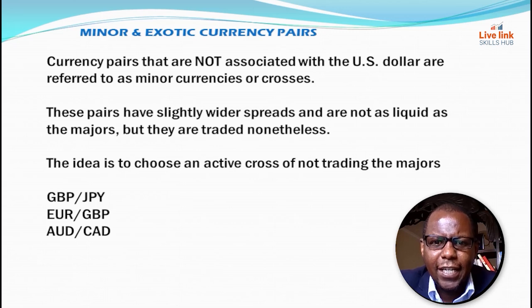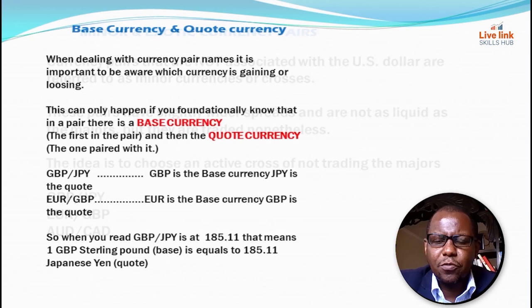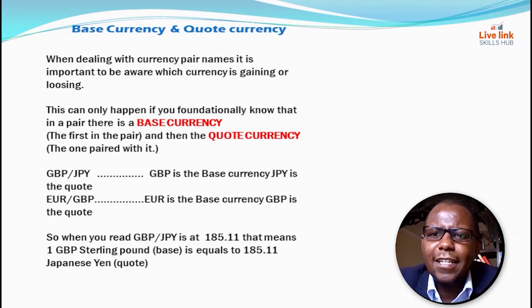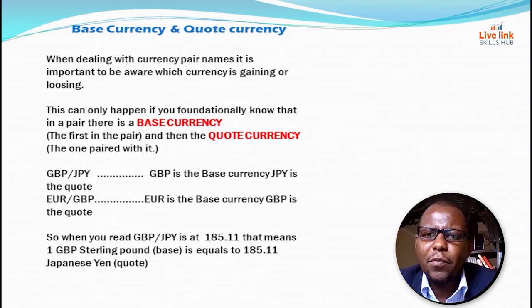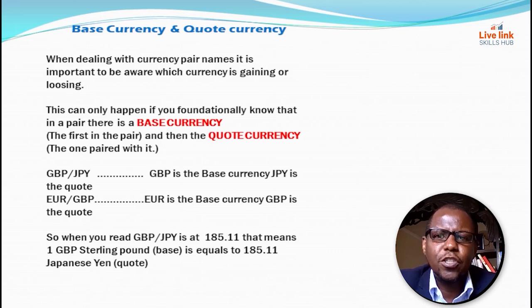So moving on, I think we've dealt with the minor and exotic currencies. We can go on to give you an explanation about the base currency. What do we call the base currency, and what do we call the other? Let me show you right here. When dealing with currency pair names, it is important to be aware which currency is gaining or losing. Yes, you need to note which one is gaining versus which one is losing.